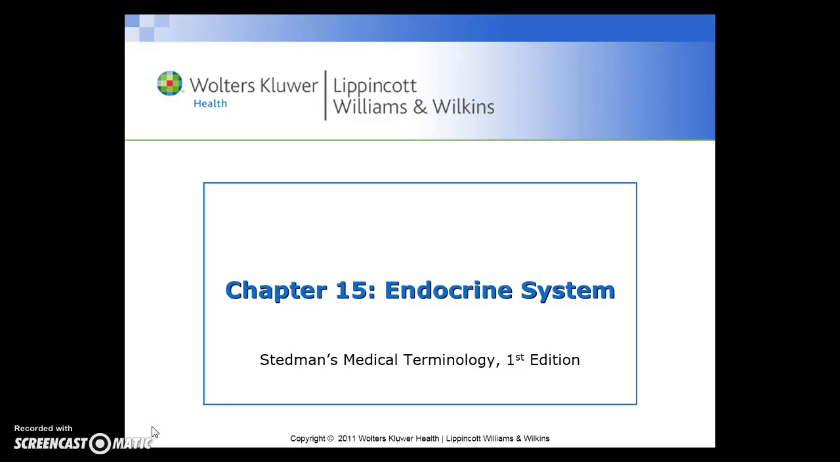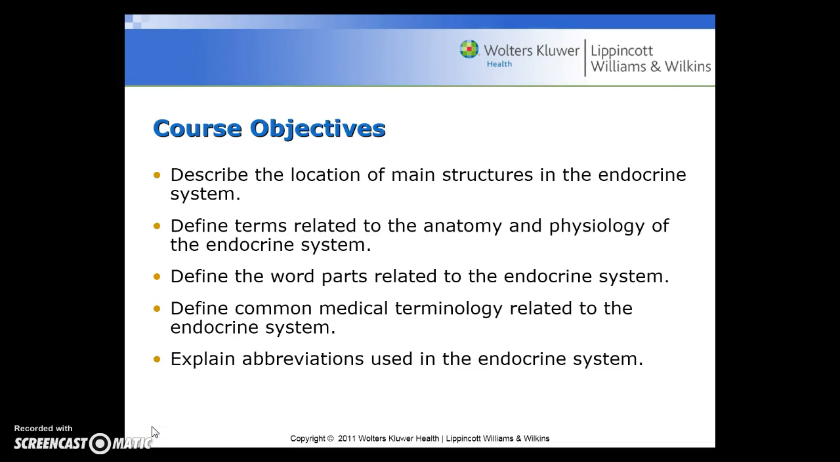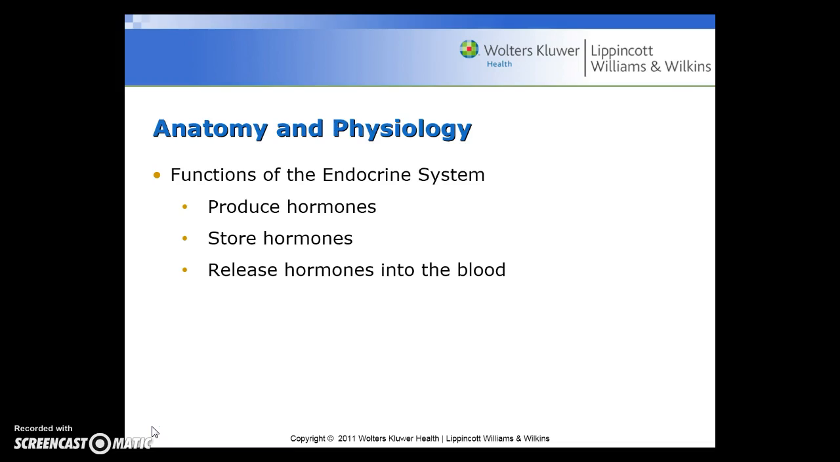Welcome to Chapter 15, the Endocrine System. The course objectives for this chapter are to locate the main structures in the endocrine system, discuss the anatomy and physiology, understand the word parts and common medical terminology, and define the abbreviations used in the endocrine system. So the functions of the endocrine system are to produce hormones, store hormones, and release hormones into the blood.